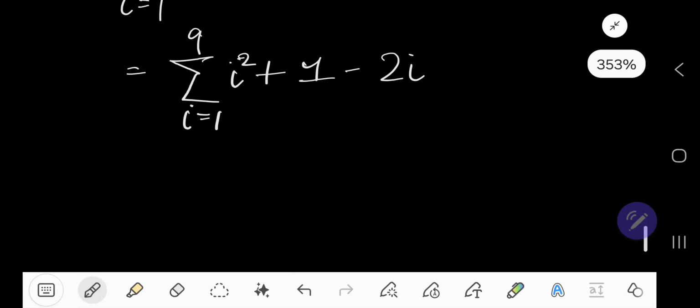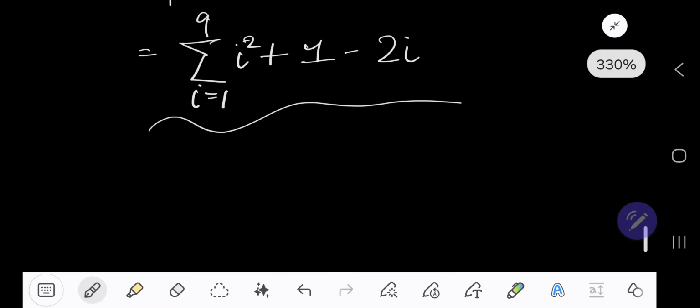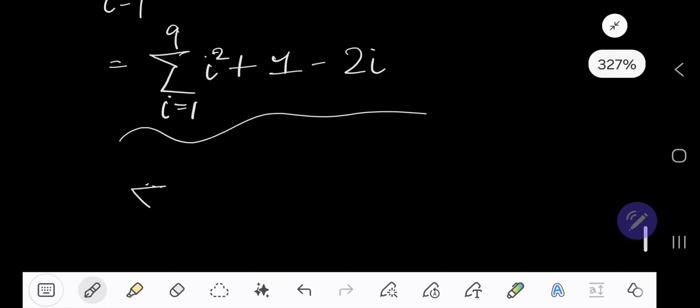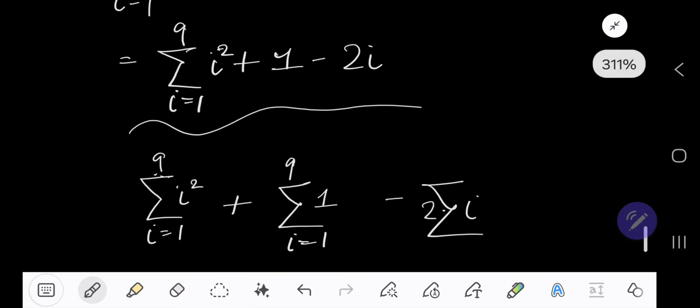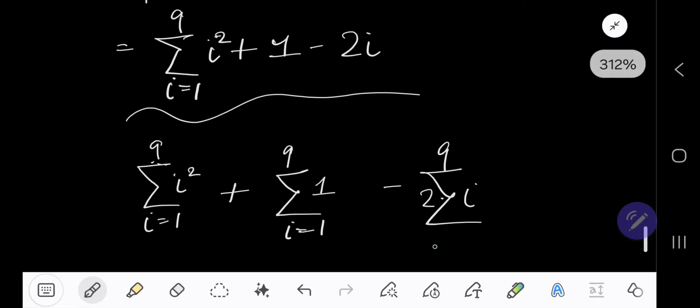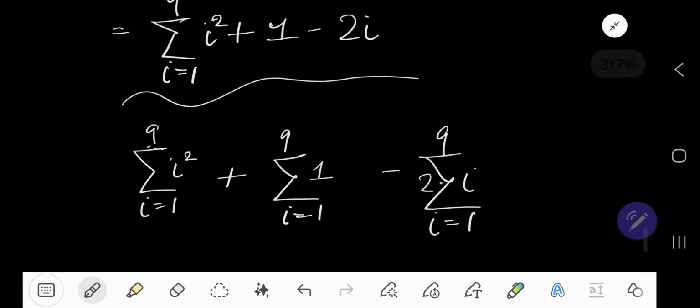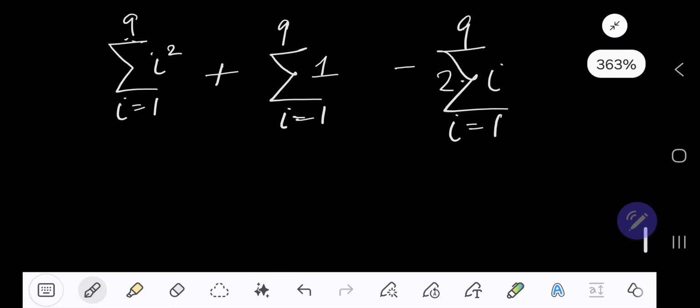Again, we can separate this according to the sum and difference rule into 3 summations. This equals the summation of i squared from i equals 1 to 9, plus the summation of 1 from i equals 1 to 9, minus the summation of 2i, which is just 2 into the summation of i. So I'm going to write 2 into the summation of i from i equals 1 to 9. So we've separated this into 3 sums.